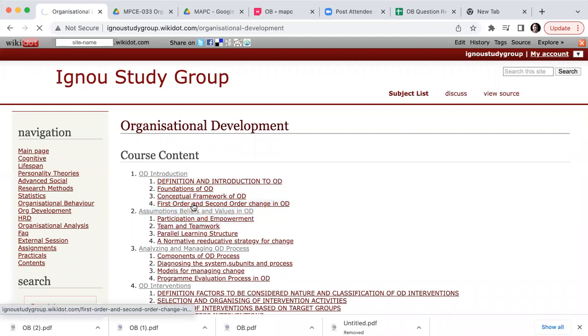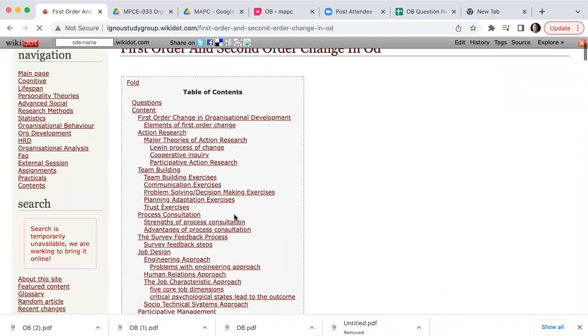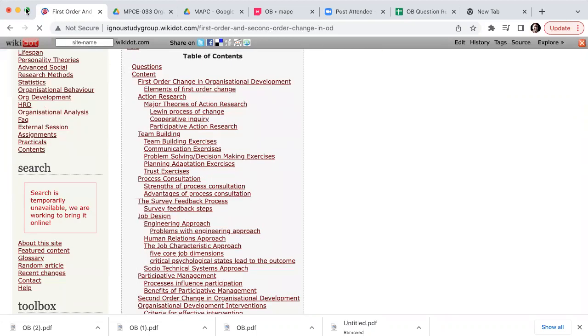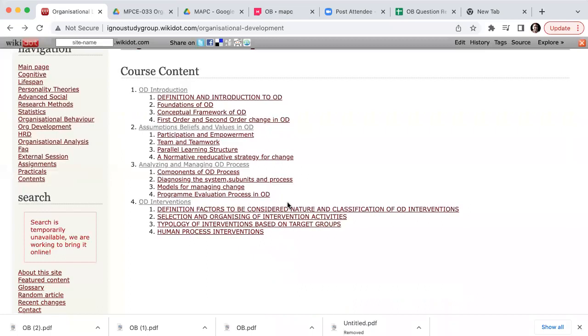So the next block really talks about the things that we learned as the processes. These are the ones being elaborated in this particular block. Actually speaking, OD covers the end-to-end organization. That is what we learned. So these are some of the major processes which are part of it.